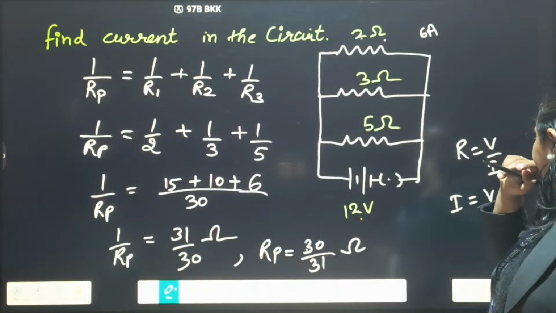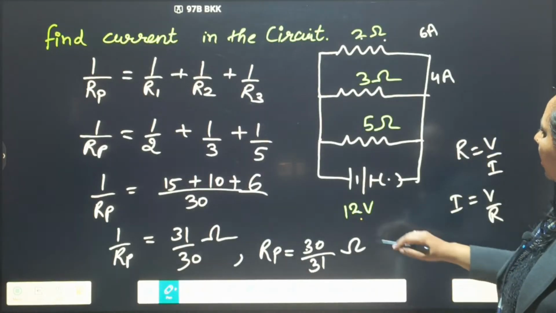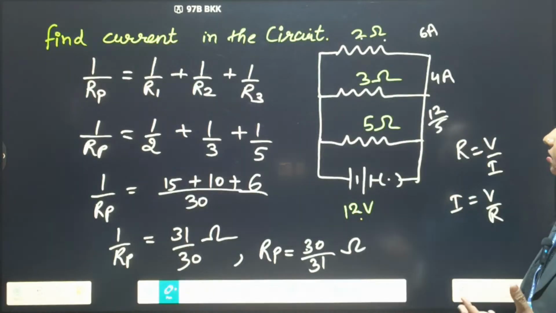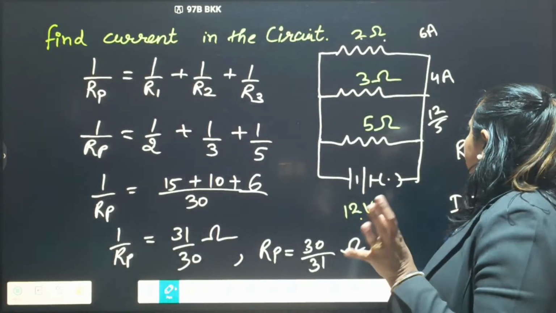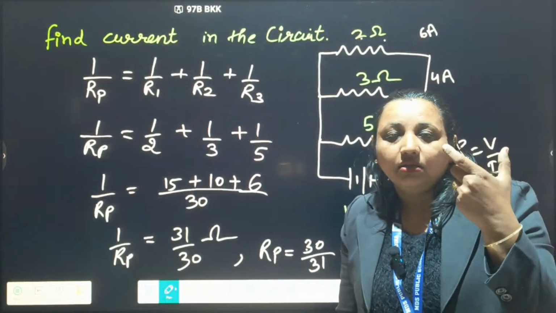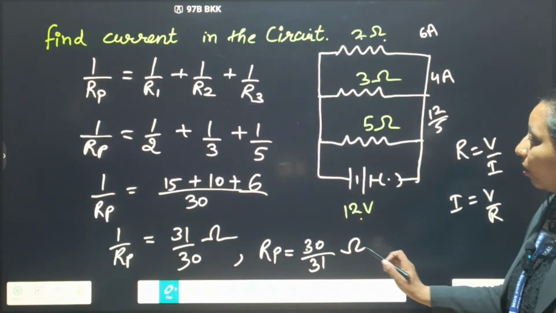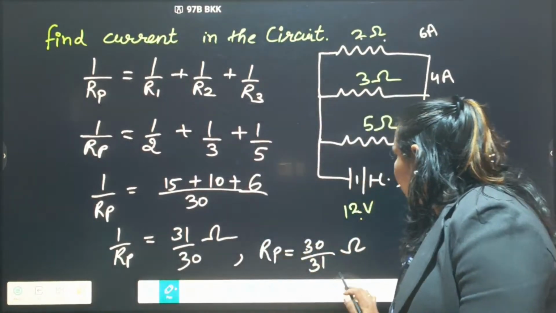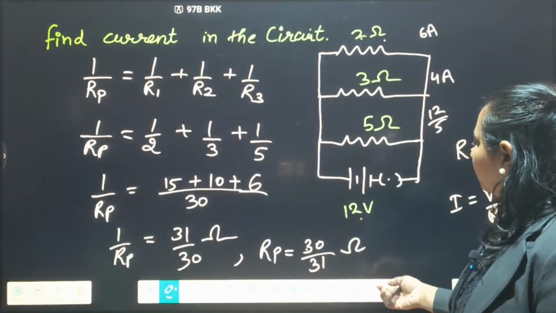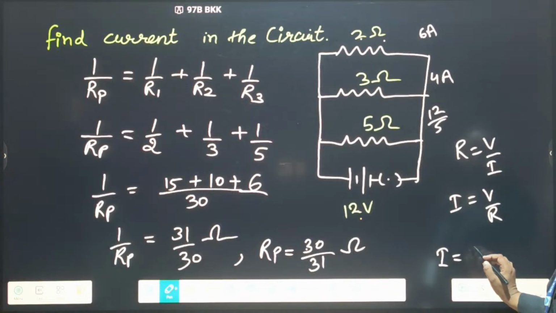And from here, 4 ampere. And from here, it's 12 over 5, approximately more than 2 point something. So this is the final current. You can add all these values of current and find the final or total current. Or second method, you have this equivalent resistance R, and you can divide to find the current. That means current is equal to V over R.